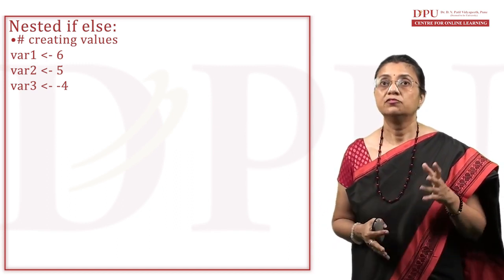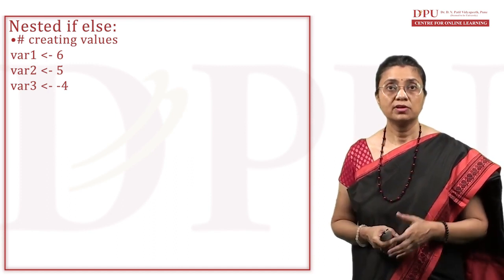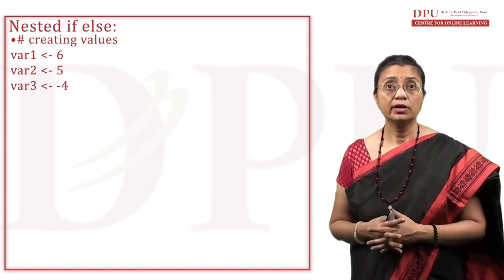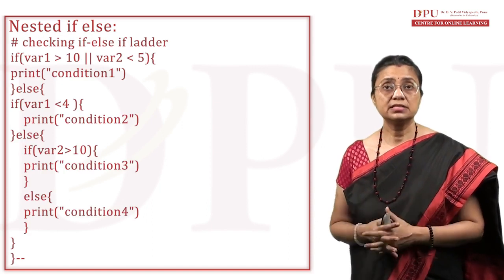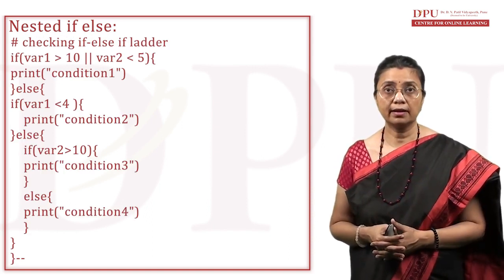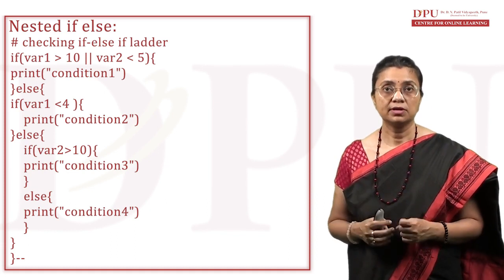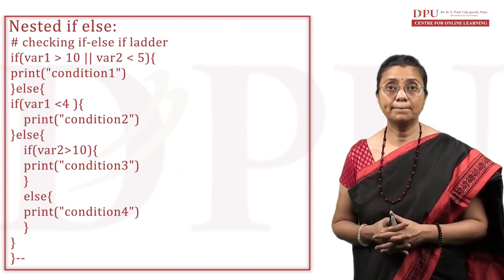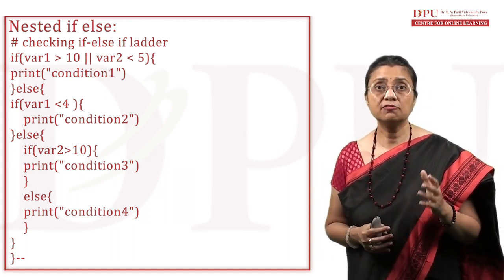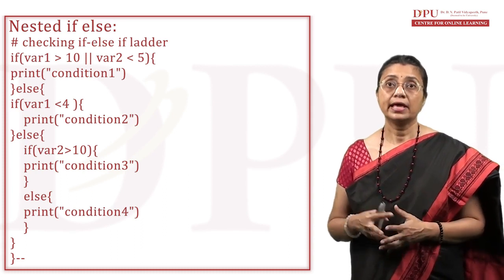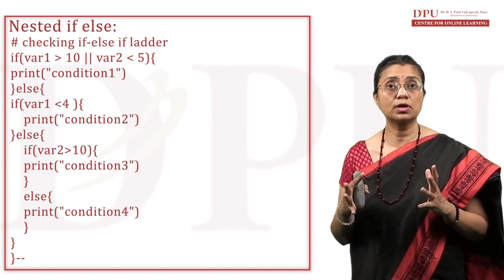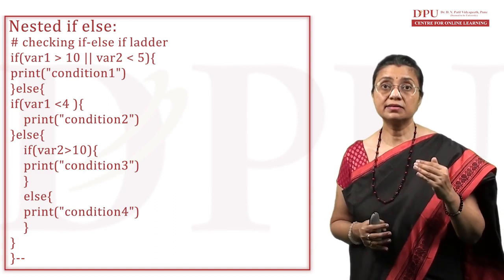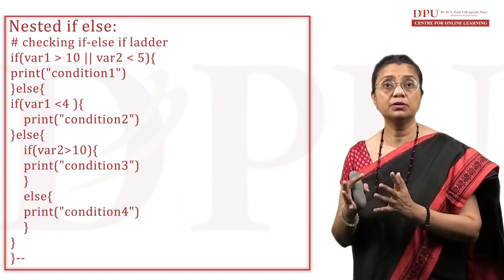You can see over here, variable 1 is 6, variable 2 is 5, variable 3 is -4. So there are 3 variables, variable 1, 2 and 3. Now I have to check with if else. If variable 1 is greater than 10 or variable 2 is less than 5, in that case I'm checking 2 conditions with the help of the pipe symbol, or operator. I'm checking if variable 1 is greater than 10 or variable 2 is less than 5, which means two conditions are checked. Print condition 1. I'm saying this is my first condition. Otherwise, I come to the else part and again give one more if command.